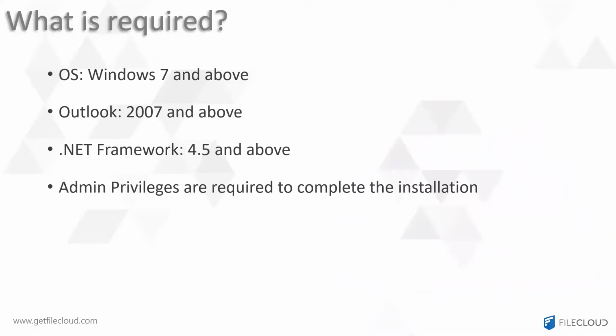What is required to install FileCloud's Outlook plugin? First, you'll need a Windows operating system, Windows 7 or a later version. You need Outlook 2007 or a later version, .NET Framework 4.5 or a later version, and a Windows account with admin privileges to run and complete the installation.